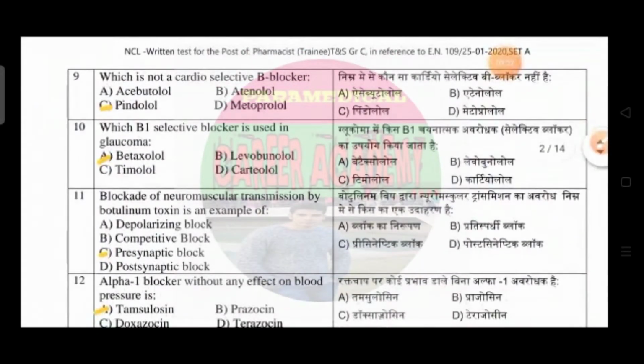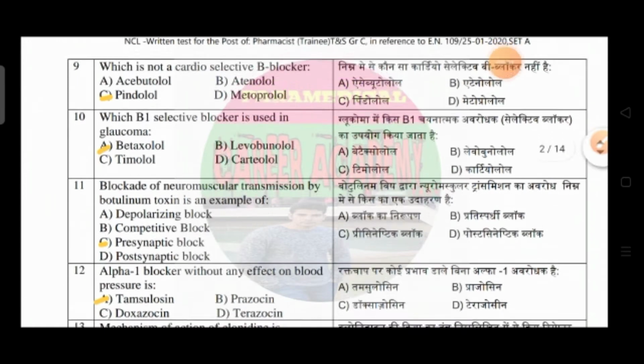Question number 9: Which is not a cardioselective beta blocker? Option A is acebutolol, option B atenolol, option C pindolol, option D is metoprolol. So the correct answer is pindolol.